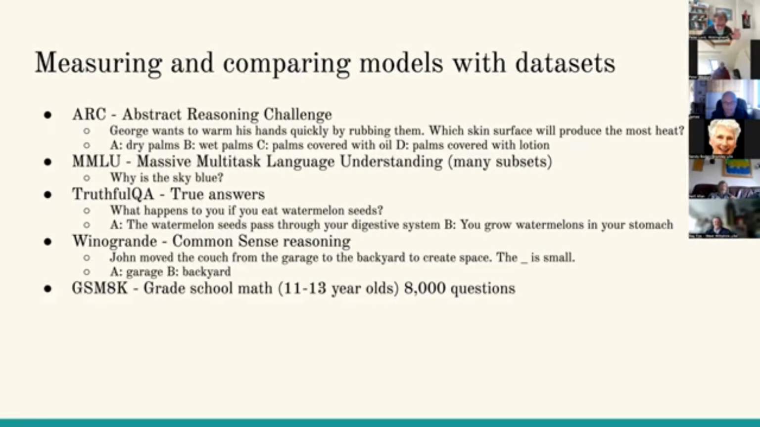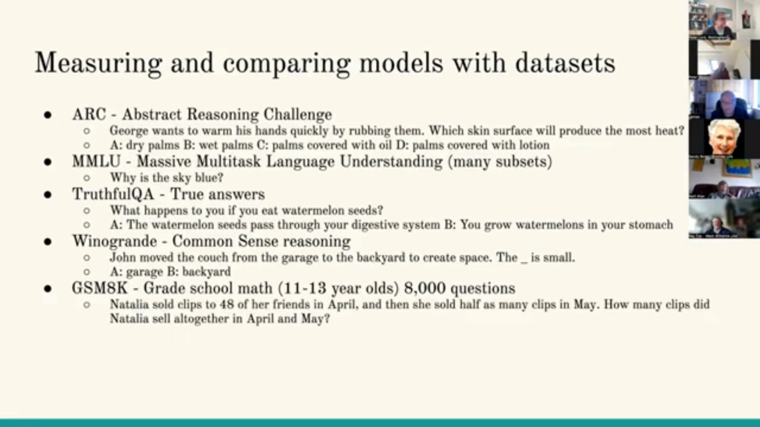These are kind of US biased, but the GSM-8K is grade school maths, about equivalent to our 11 plus, or the sorts of IQ tests you take at 11. They typically include verbal reasoning and mathematics. So: Natalia sold clips to 40 of her friends in April, and then she sold half as many clips in May. How many clips did Natalia sell altogether in April and May?